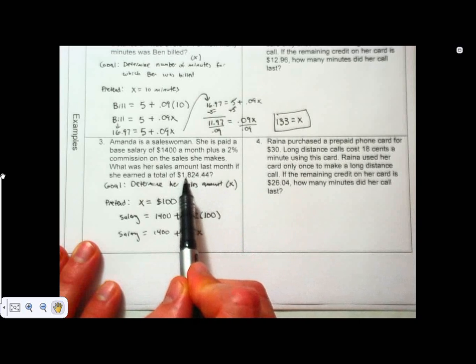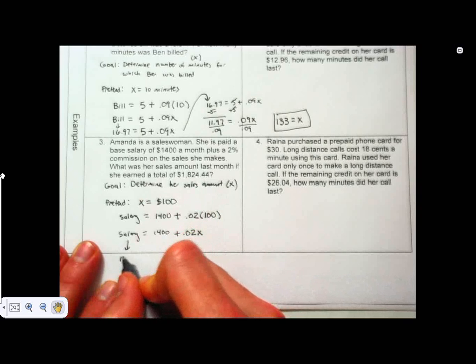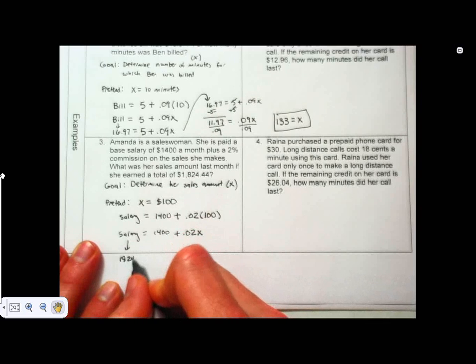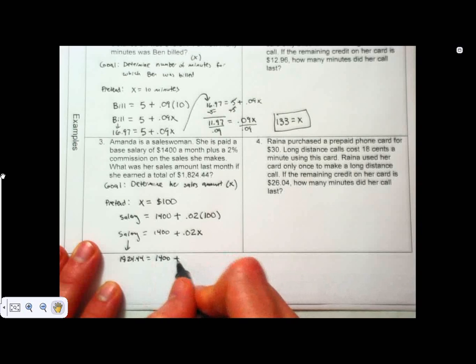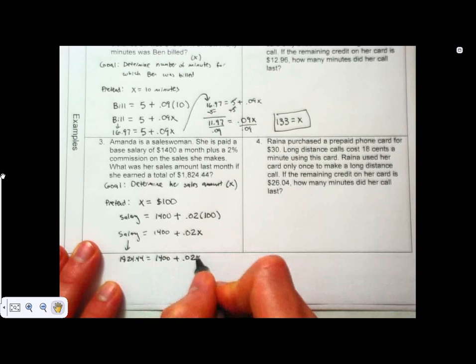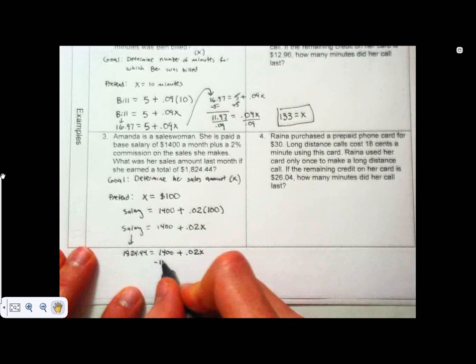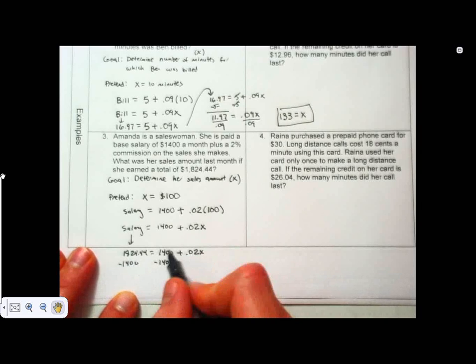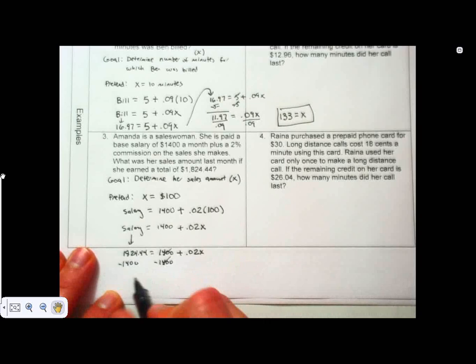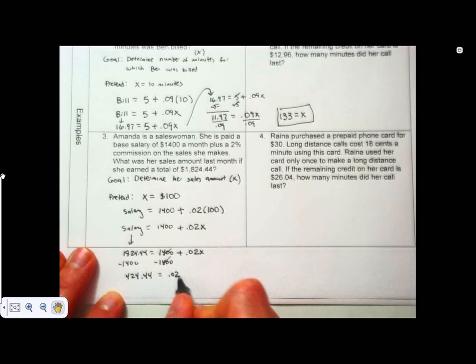They tell me that her salary is actually $1,824.44. So I'm going to plug that in. And now I've got an equation that I can solve. So I'm going to subtract 1,400 from both sides. 1,400 minus 1,400 makes 0. And on the left-hand side, I'm left with 424.44 equals 0.02x.